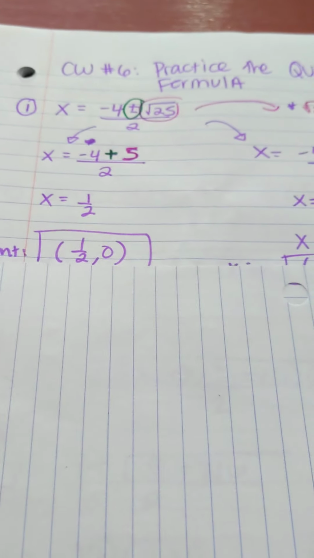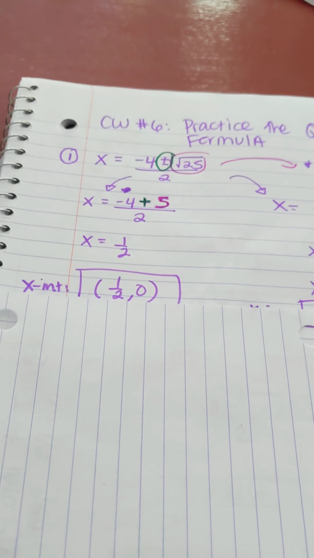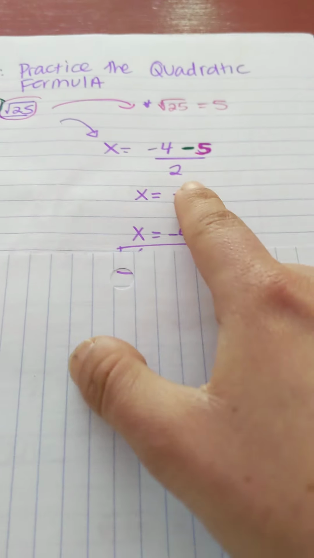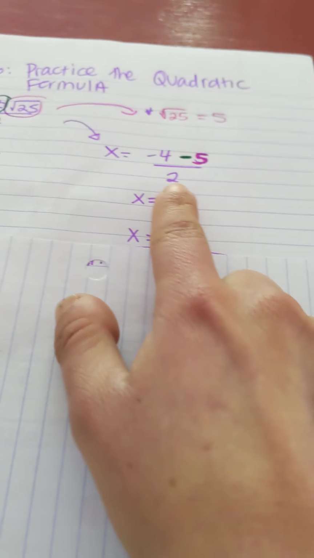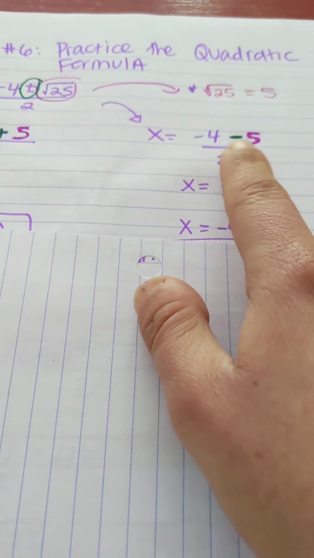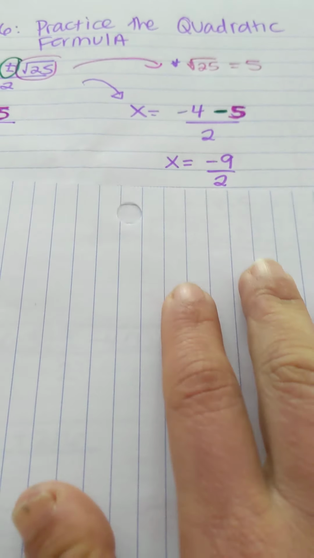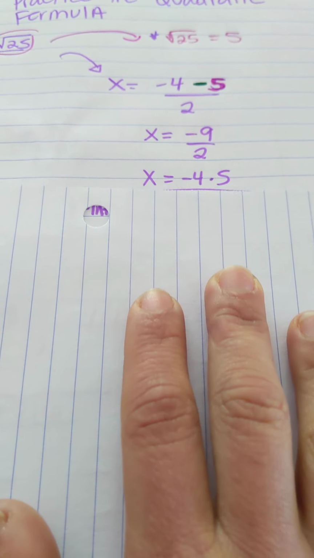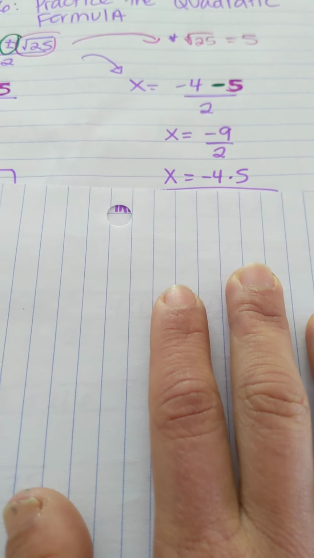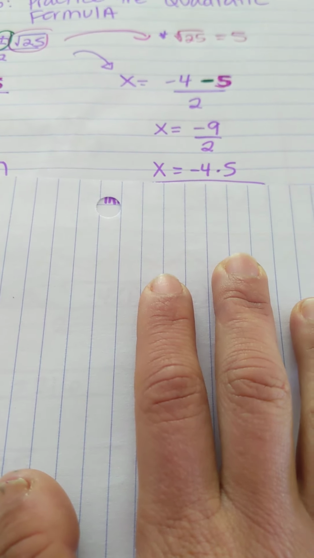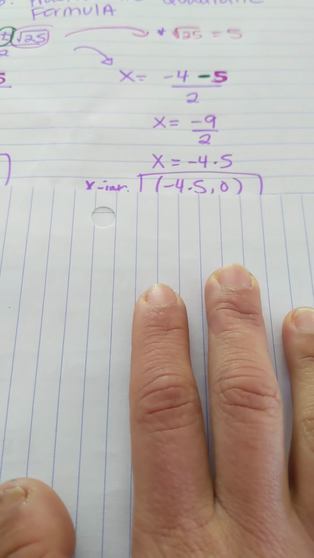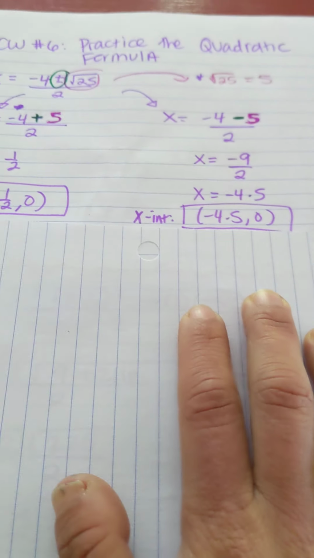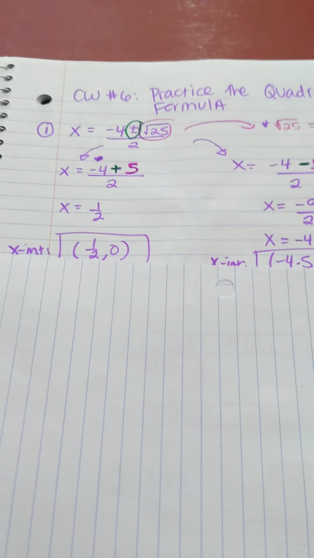This is a way, the quadratic formula, you can always use it to solve for the x-intercepts if factoring doesn't work. Okay. The second x-intercept, well, you would have to use the negative. -4 minus 5 is -9. -9 divided by 2 is -4.5. It's okay to get a decimal or a fraction. So your x-intercept is -4.5, 0. And that is how you do number 1.